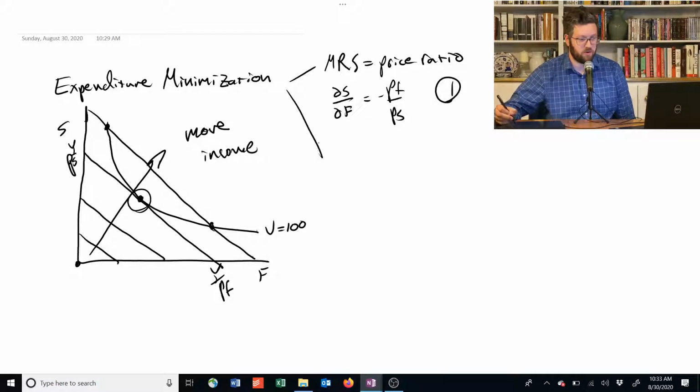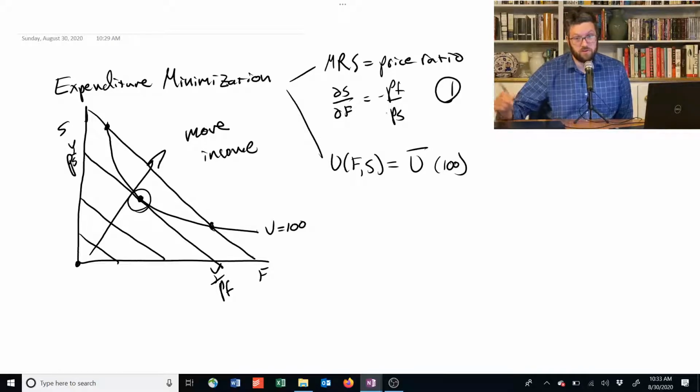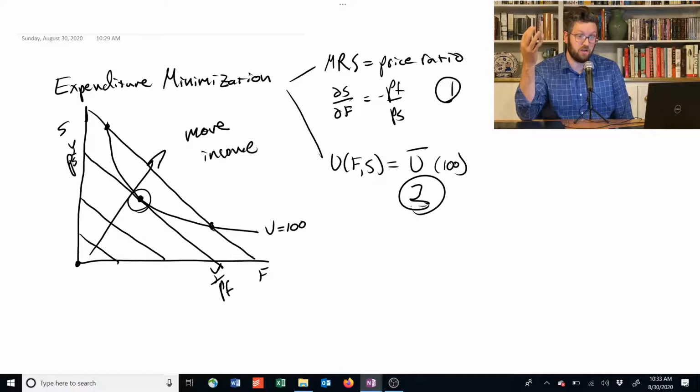And then my second equation is I need to have utility equal to 100. So I'm going to have some utility function of F and S, and it has to equal whatever my utility target is, in this case 100. And this is 2 equations and 2 unknowns as well. And so we have enough information to solve the problem. It's just unlike the normal case where you use the budget constraint as your second equation. Here you use the utility function as your second equation. But hey, you can still do it.